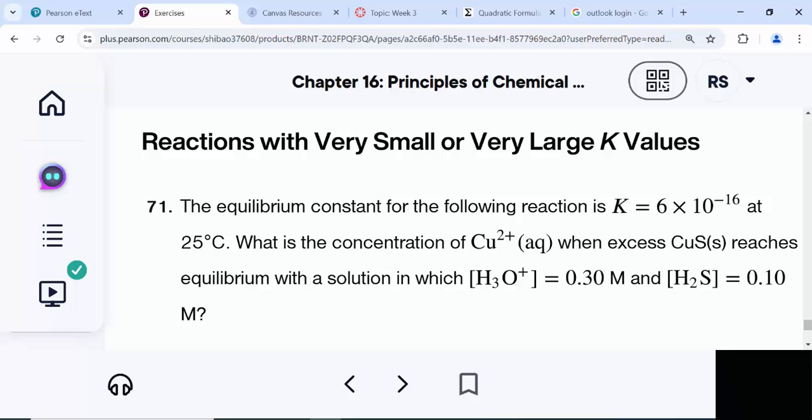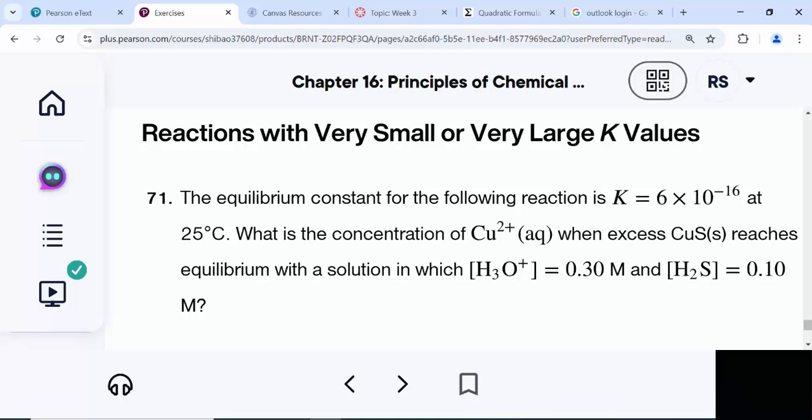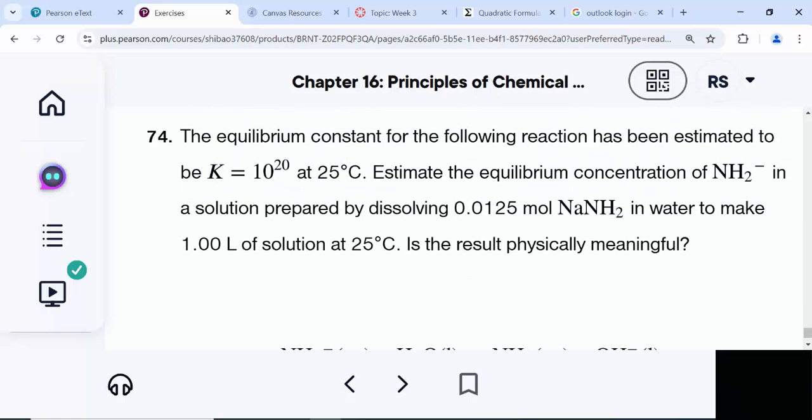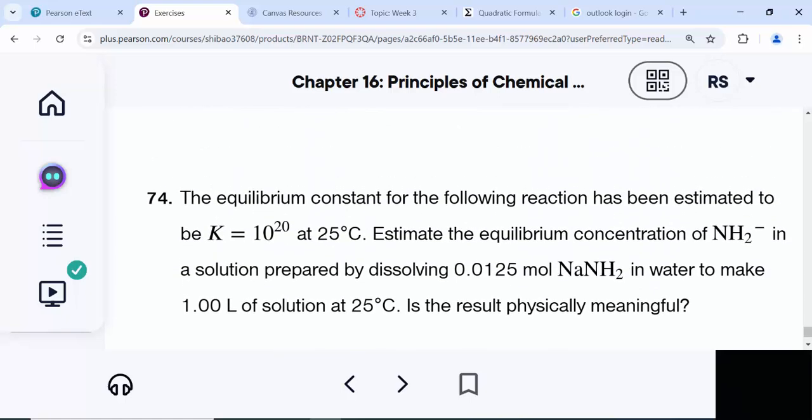This is very small. 10 to the minus 16 is quite small. And then we're going to go to this one here. The equilibrium constant for the following reaction has been estimated to be a K value of 10 to the 20 at 25 degrees C, room temperature. Estimate the equilibrium concentration of this. What's the NH2 minus, Helen? Amide. In a solution prepared by dissolving 0.0125 moles of sodium amide in water to make 1.00 liters at 25 degrees C. Is the result physically meaningful?